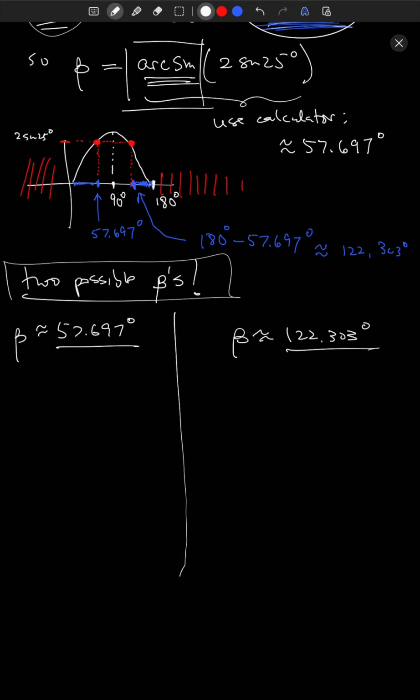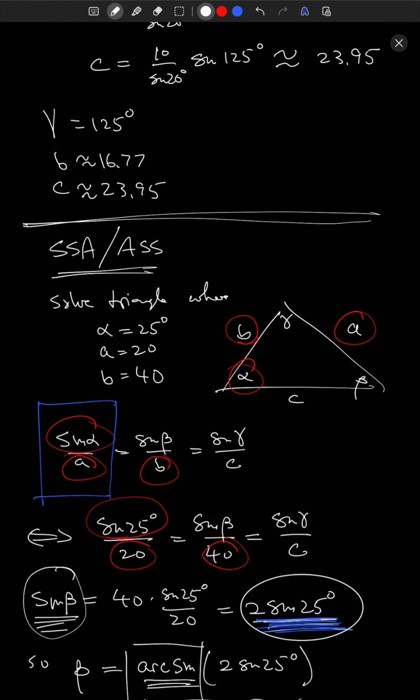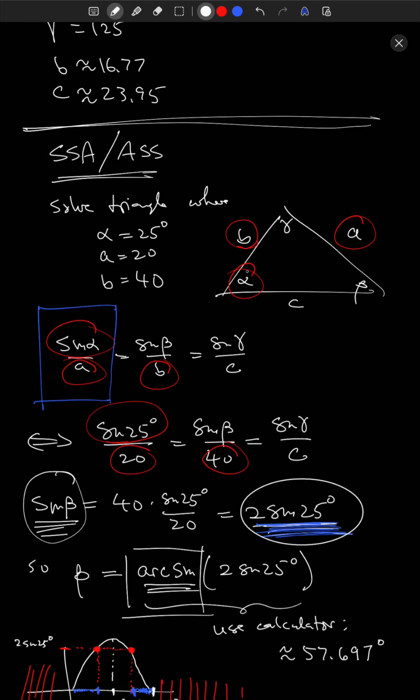Okay, so good news. We've just done the difficult part, because what situation are we in now? We now have beta, right? So let's scroll up and look at what we were given. We were given alpha, B, and A, and we just figured out that beta right there, right?